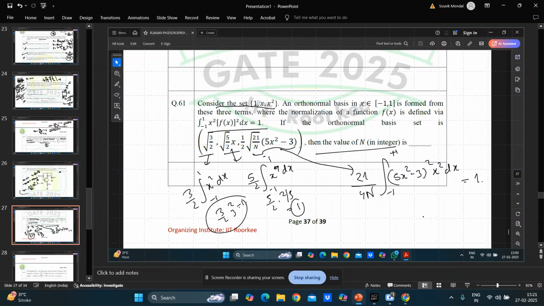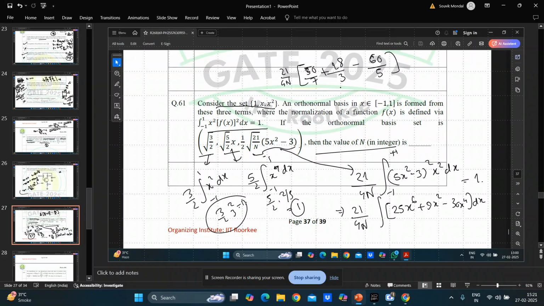So you don't need to remember anything from the Gram-Schmidt orthonormalization process. They already mentioned the functional form of these basis functions from the Gram-Schmidt orthonormalization process. So you just have to check the normalization, nothing else. So it is 25x to the power 6 plus 9x squared minus 30x to the power 4 dx, right? So 21 by 4n into 25 into 2 by 7, that is 50 by 7, plus 9 into 2 by 3, that is 18 by 3, minus 30 into 2, that is 60 divided by 5.